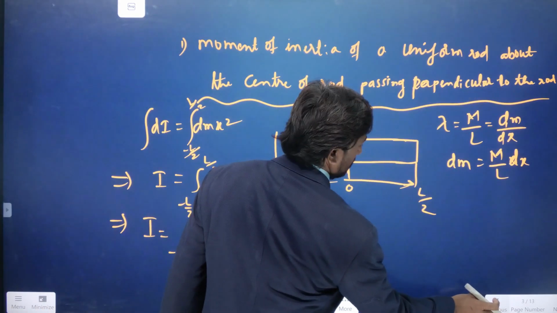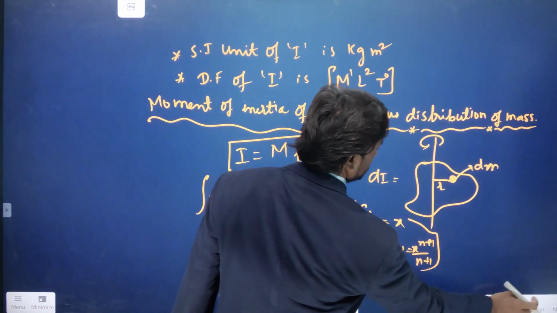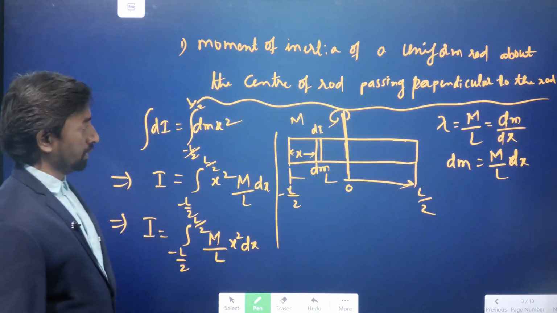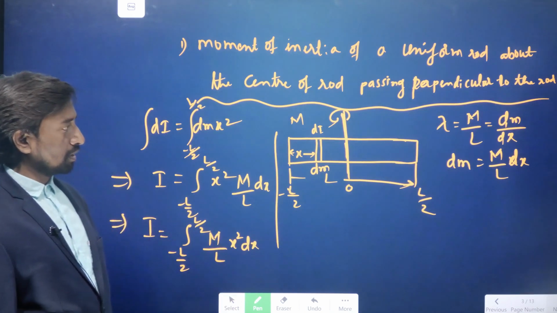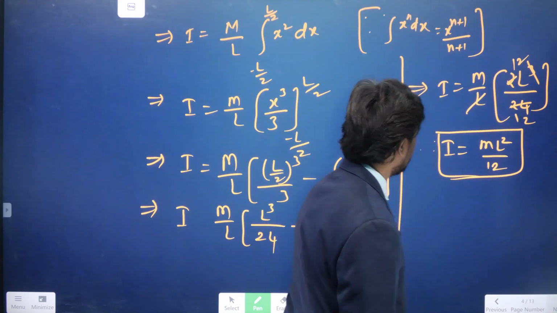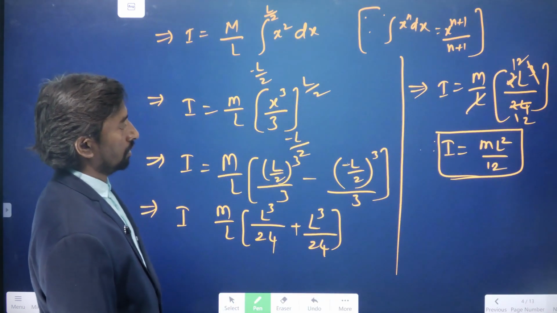That means we have seen that about this line it is rotating, so the final formula is I equals ml square by 12. That is the answer.